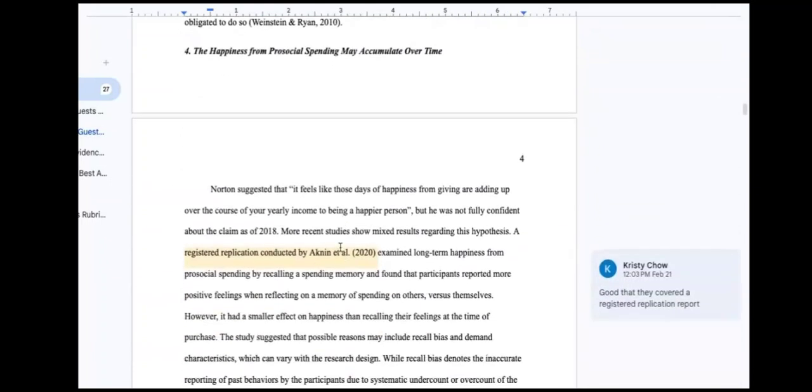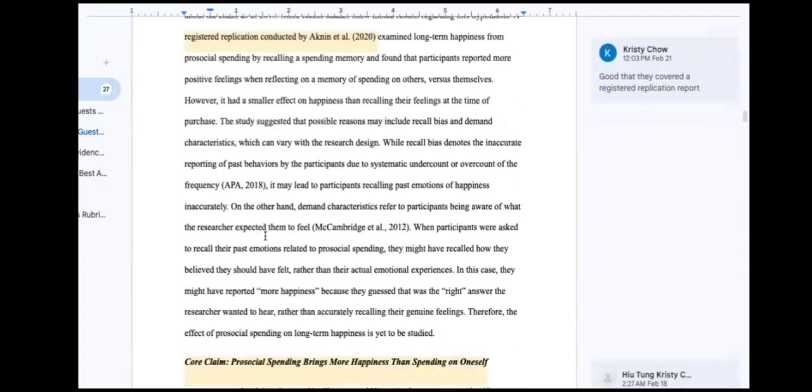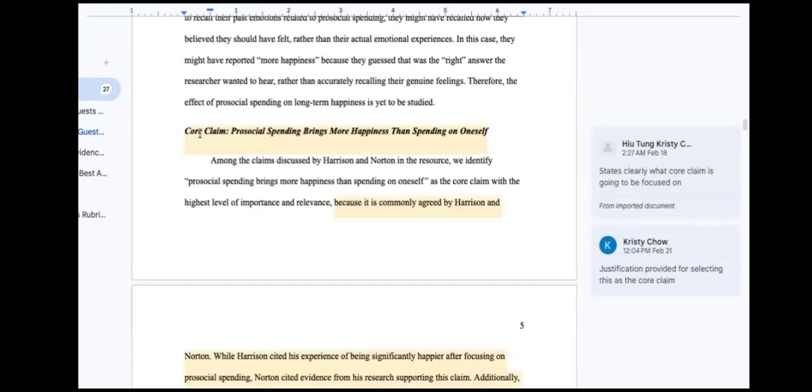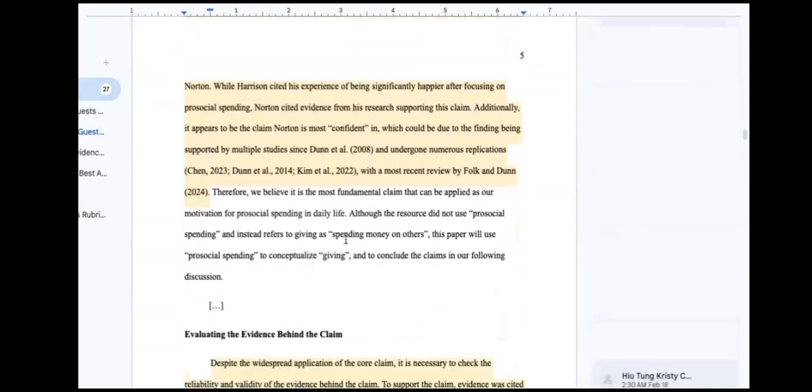Another great thing that this team did was they included a registered replication report. And in the previous slide, we talked about how these are different kinds of indicators in terms of a source's validity. So these are some things that you want to be thinking about as well. Core claim is great in terms of being able to show which claim you are going to be spending the majority of your time or content discussing on. You want to include a justification for why you may have chosen that as your core claim.